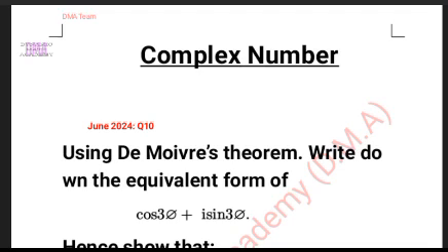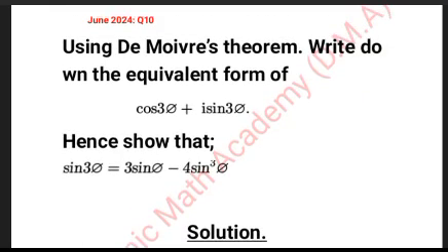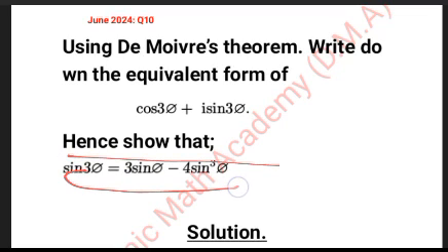The question is: using De Moivre's theorem, write down the equivalent form of cos theta plus i sin theta, using De Moivre's theorem. And hence show that sin 3 theta is equal to 3 sin theta minus 4 sin cube theta. So basically we're going to solve it, and it's very straightforward.